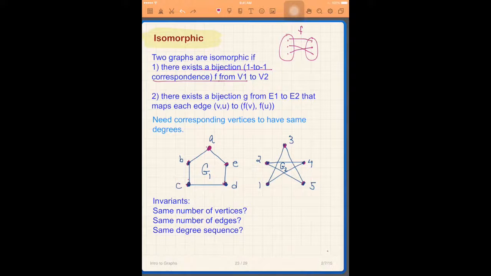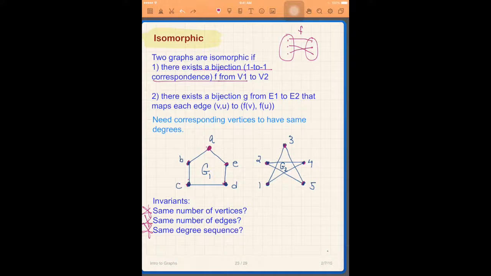So we're going to use an adjacency matrix to make sure that happens. Notice you need corresponding vertices to have the same degree, because that'll be the number of edges coming in, or the number of edges that it is connected to. So these are a couple invariants. The invariants are what will not change in the graph if it is isomorphic. You need the same number of vertices, you need the same number of edges, and you need the same degree sequence. So if I'm looking to determine if G1 and G2 are isomorphic, this is where you should start.